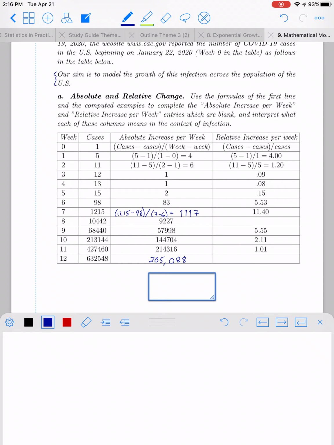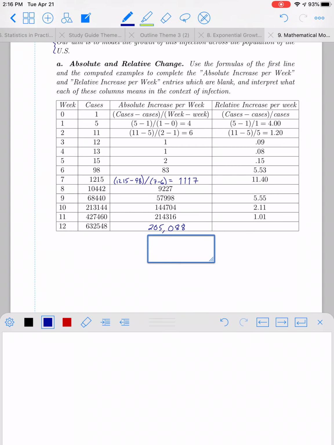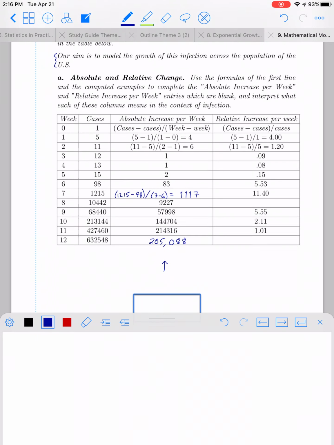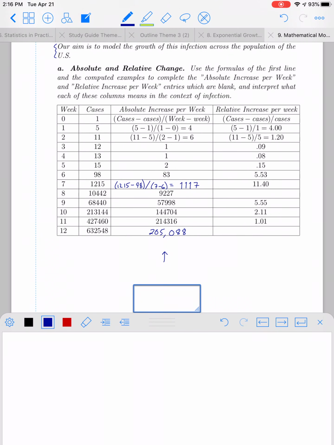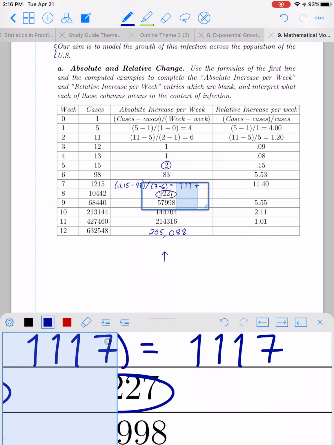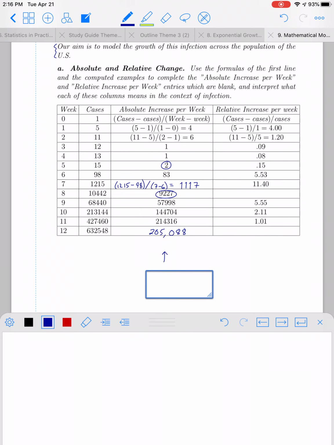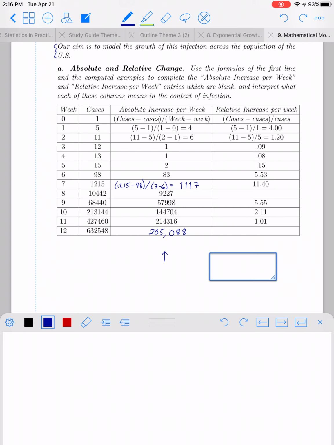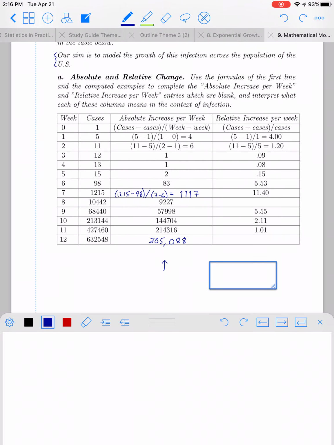Now, we use absolute change to consider whether or not something has linear growth. In other words, if our absolute change is constant, all the numbers in this column are somewhat equal to each other, or exactly equal for perfect linear growth, then we've got a linear growth situation. Well, it's pretty obvious that a number like 2 and 9,227 aren't very close in value, so it's extremely unlikely that this is linear growth. But we'll still consider linear models just to look at them on the graph anyway.